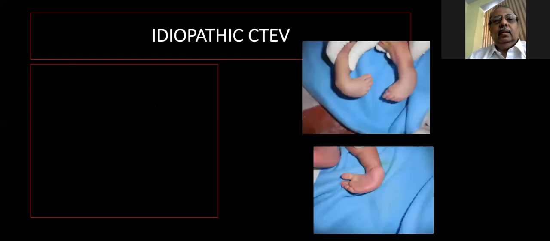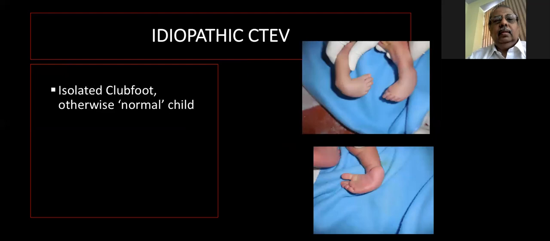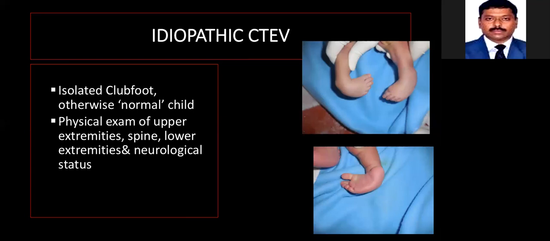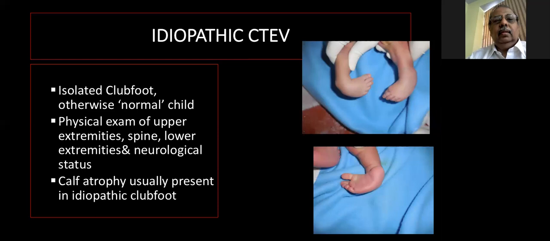What is idiopathic CTEV? Idiopathic CTEV is not synonymous with clubfoot. Okay, idiopathic CTEV is one condition where there is an isolated clubfoot in an otherwise normal child. So you have to look for the secondary causes of clubfoot before labeling a child as idiopathic CTEV. The physical examination of the upper limb, spine, lower extremities, and neurological status, all these have to be assessed before labeling the child as idiopathic clubfoot. Calf atrophy is usually present in idiopathic clubfoot.